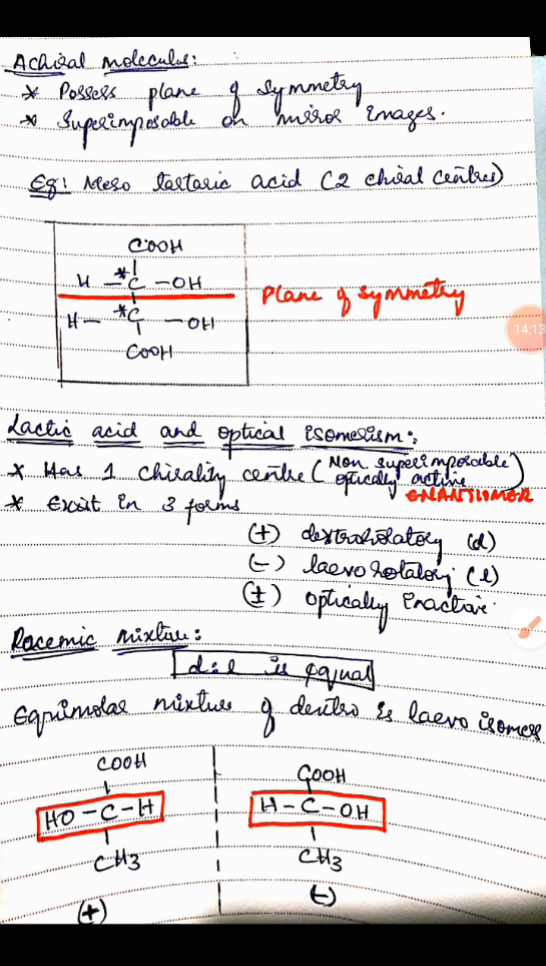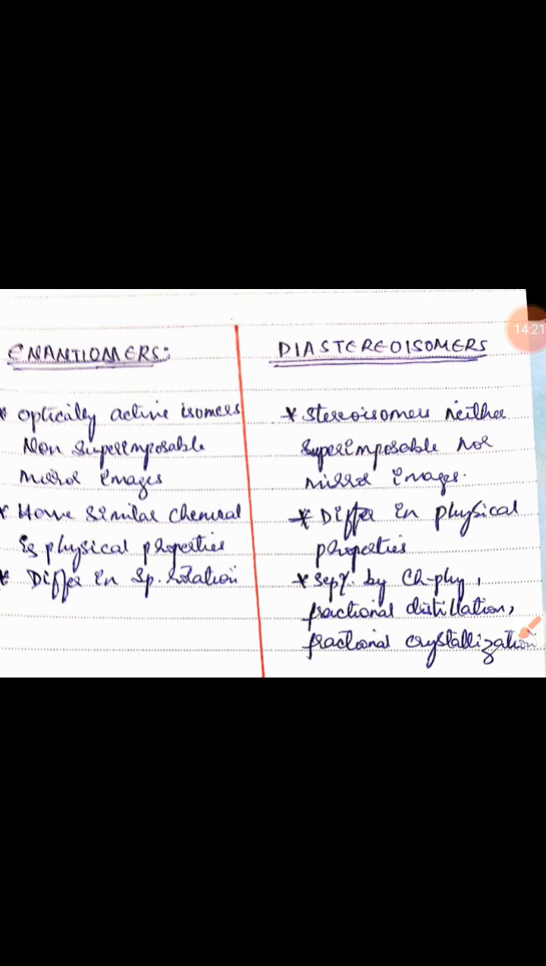And then lactic acid and its optical isomerism, where we dealt with the dextro-rotatory form, levo-rotatory form and the racemic mixture, and a little insight on enantiomers and diastereomers. Hope this helps for the basics of isomerism, optical isomerism. In the next segment we are going to deal in detail with enantiomers and diastereomers.